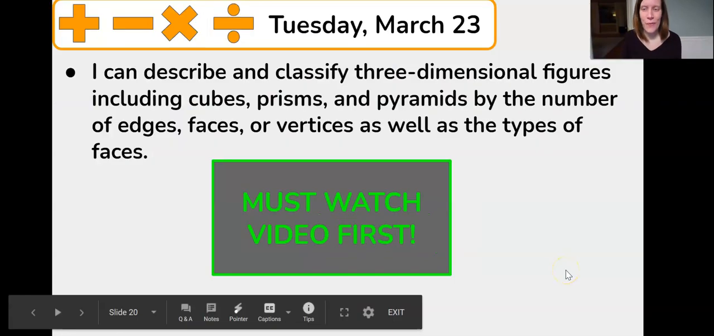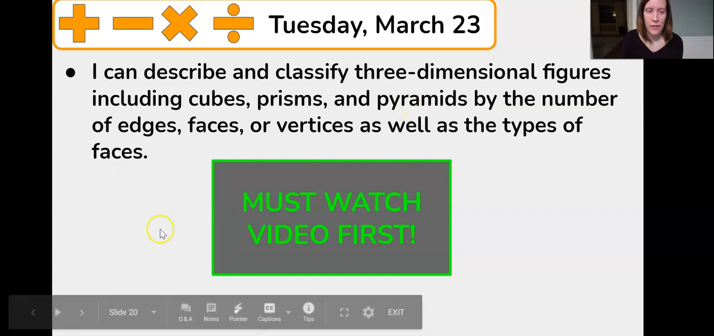Hi, fifth graders. We are going to continue with our geometry and 3D shapes today. So yesterday we learned a lot about prisms. Today we are going to learn more about pyramids.